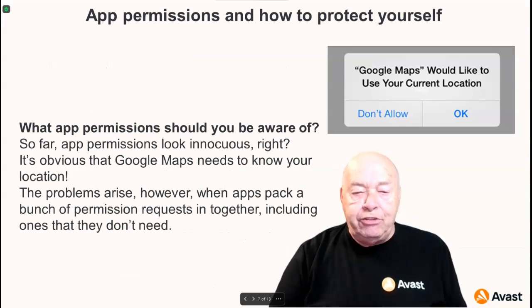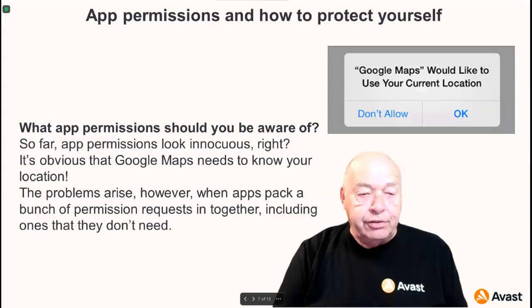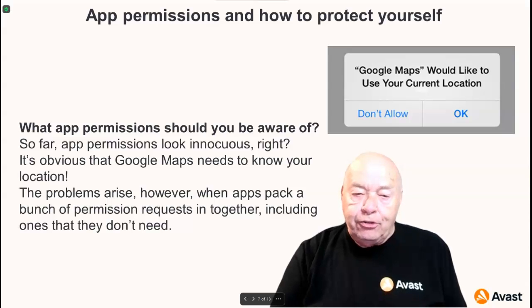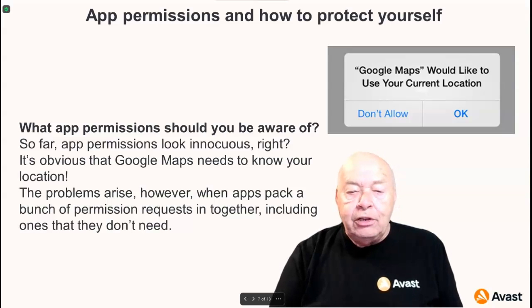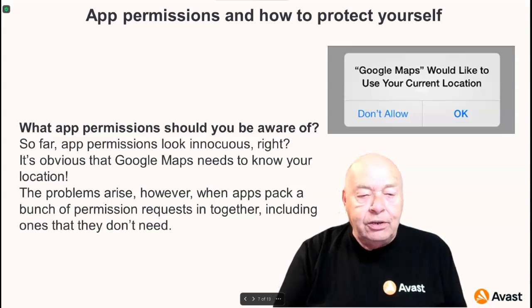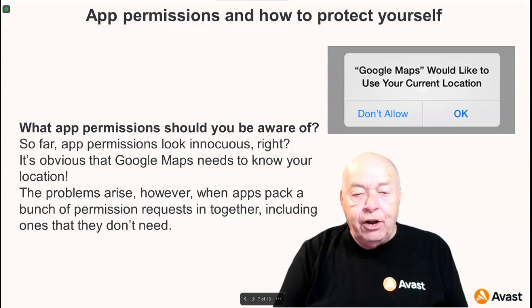So what app permissions should you be aware of? So far, app permissions look innocuous, right? It's obvious that Google Maps needs to know your location. Problems arise, however, when apps pack a bunch of permission requests in together, including ones that they don't need.